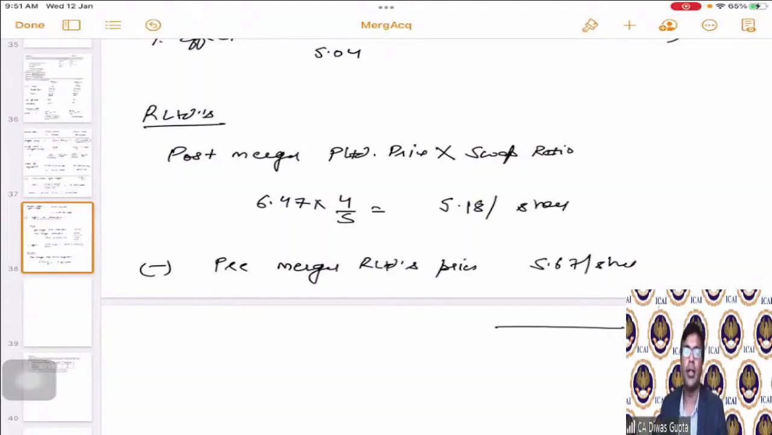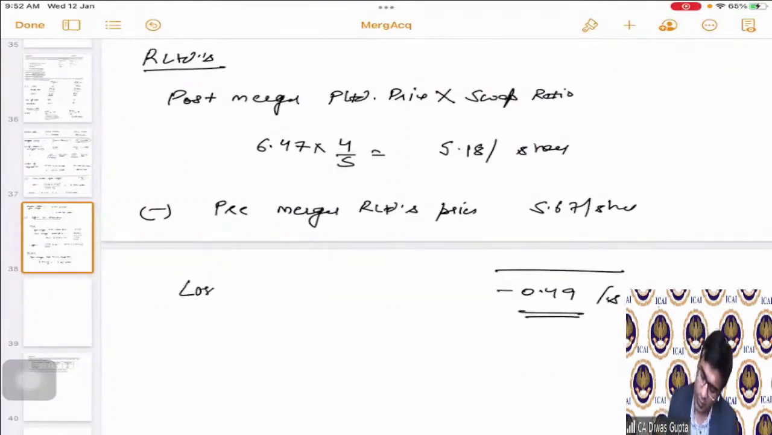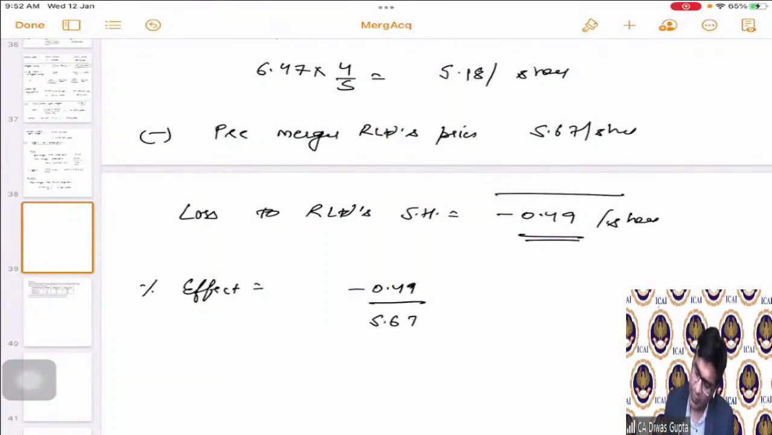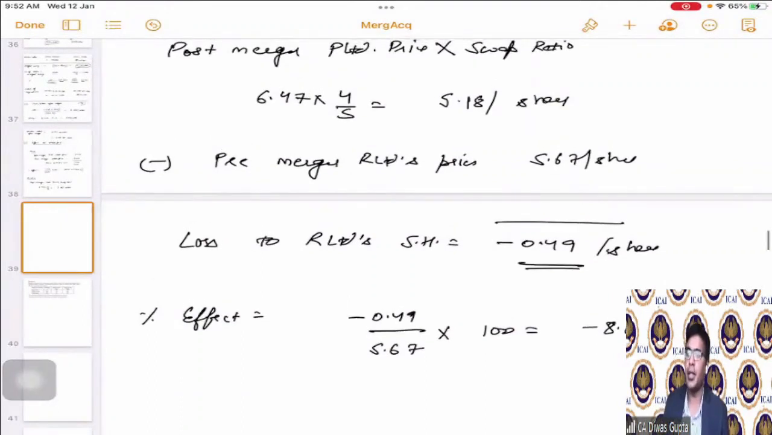So this is 5.67 per share, and hence there is a loss here, correct? Because previous to the merger, they had a share price of 5.67. After merger, they have a price of 5.18. That means there is a loss of 0.49 per share. Loss to R Limited's shareholder is equal to this. And the effect in percentage terms, we can say minus 0.49 divided by 5.67 into 100. This comes as minus 8.64 percent. So this is the percentage effect of loss on R Limited's share price.